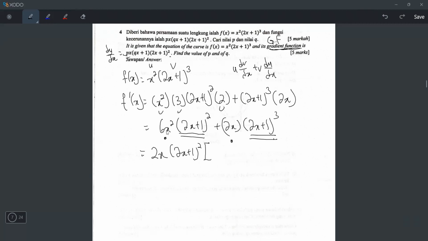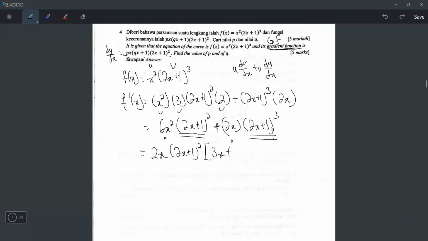So what is the balance? 6x squared when I take out 2x, left with 3. And then the x squared, I take out x, left with x, right? And then keep going. 2x plus 1 power 2, I already removed the 2x plus 1 power 2. So nothing left. It means left with 1. But the 1 I don't have to write. Okay. So followed by plus 2x, I take out 2x. So nothing left. Actually, left with 1, but the 1 I need to write.